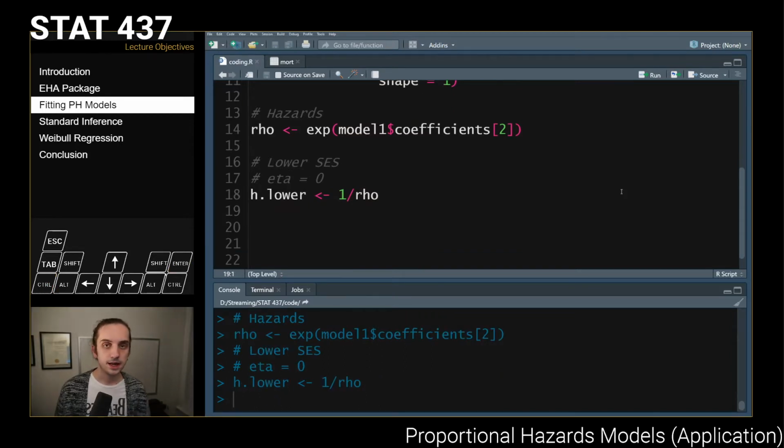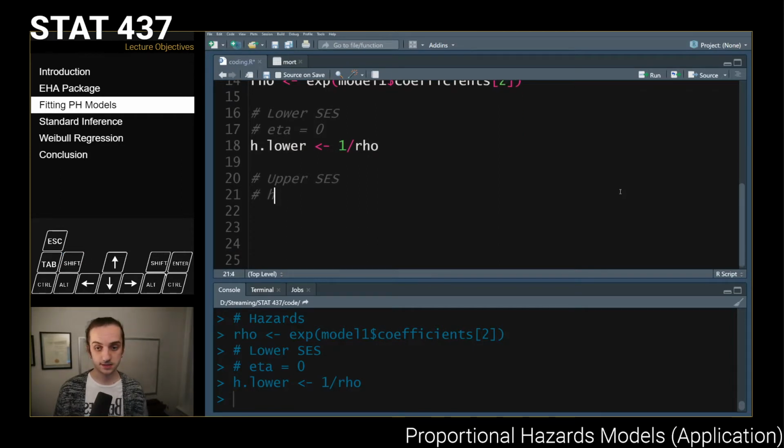Now, for someone in the upper socioeconomic status, we know that their hazard is going to be equal to the baseline hazard, so h0, times e to the power of whatever the coefficient is on the upper, right? So, say, e to the upper.